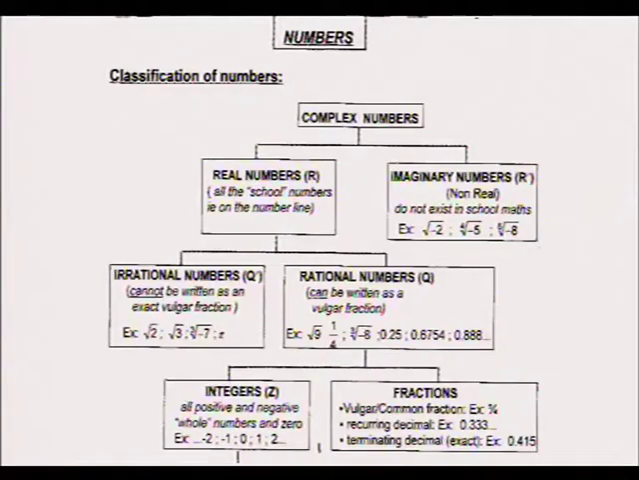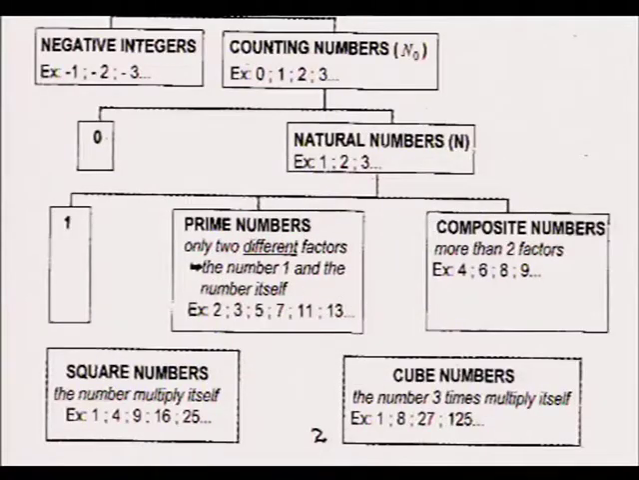Right, the first is always numbers. So know your numbers. They are the complex numbers, the real numbers, and imaginary numbers. Look at the examples. And the irrational numbers as well as the rational numbers, and the integers and the fractions. Right, look at your examples and you will know what we are talking about. So that's the classification of numbers.